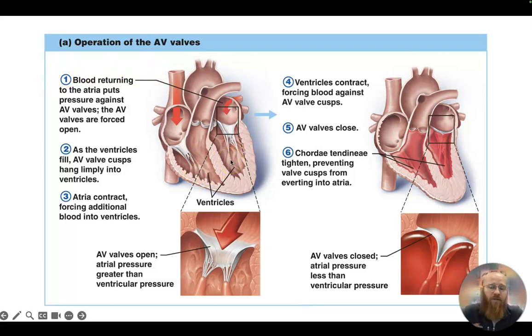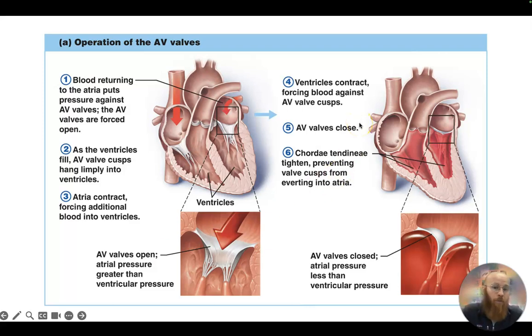And those AV valves are just going to be hanging loosely while blood is filling those ventricles. At a certain point in this cycle, the atria are going to contract, therefore forcing additional blood down into the ventricles. And it's important to understand that while these valves are open, that basically means that the atrial pressure, the pressure inside the atria, is greater than the pressure inside the ventricles. That's why those valves are able to open and remain open while they do.